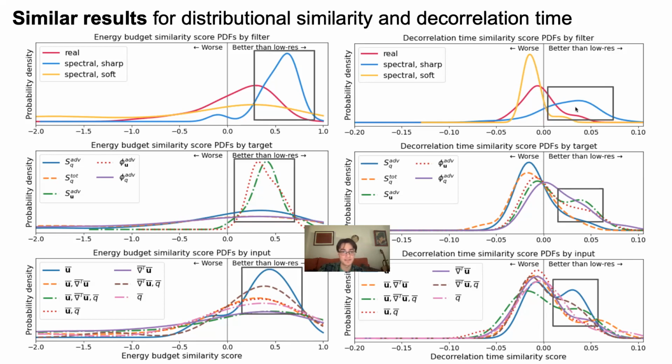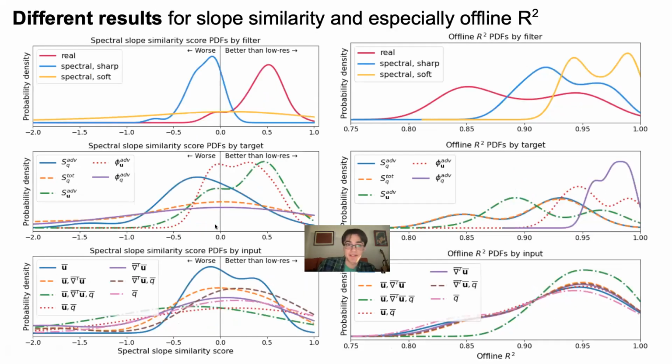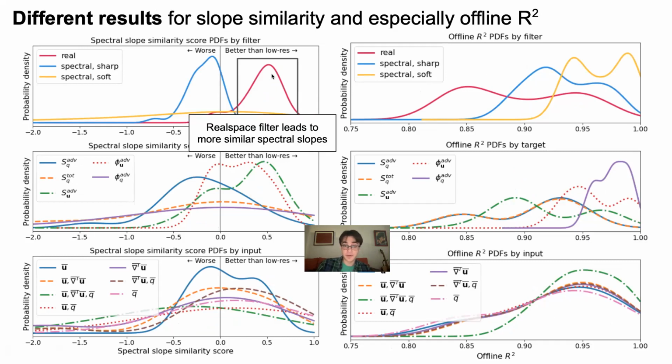The effects are a little less pronounced for the decorrelation time similarity, but basically sharp spectral filter did best, velocity forcing did best, and just straight up velocity did a little bit better. Now, if we look at other metrics, such as the slope similarity, the similarity in the log-log fits of the slope, and also offline R squared, which is the elephant in the room here, we get pretty different results. So in this case, a real space filter led to more similar spectral slopes.